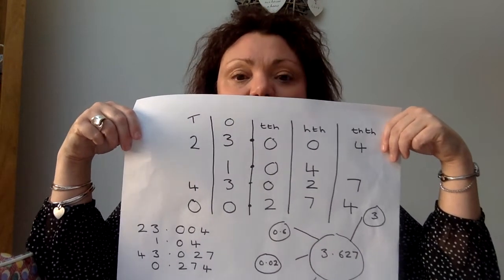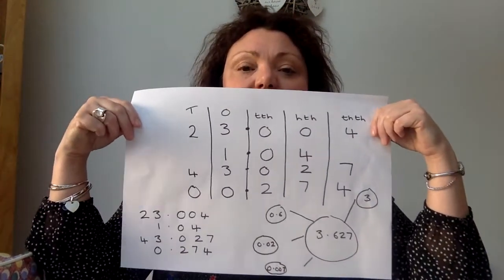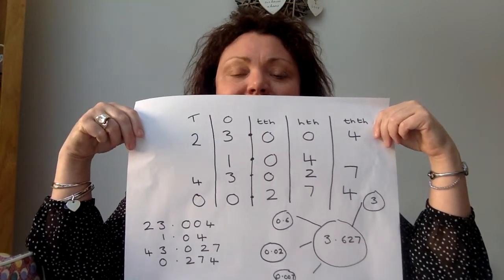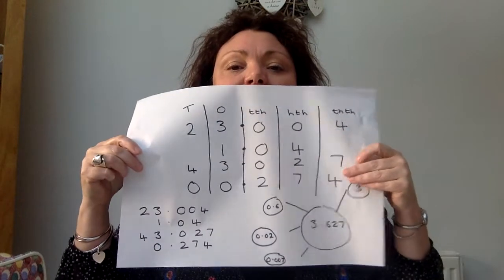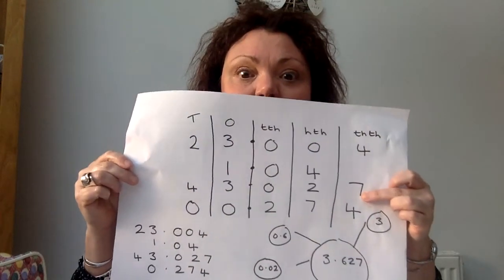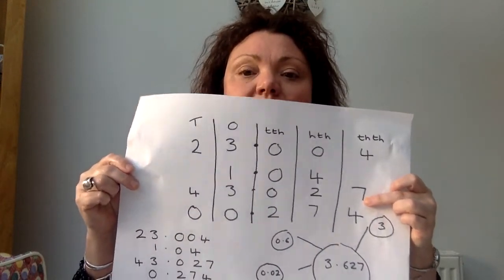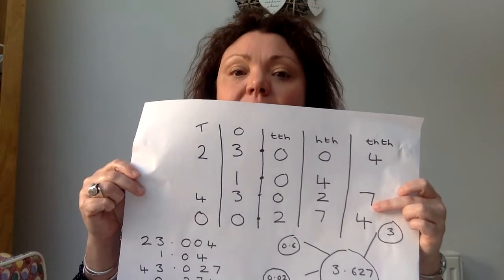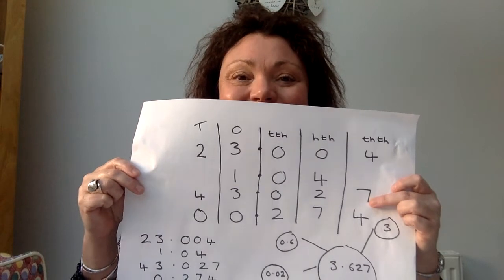Okay, so for example, the next one, 43.027. How many tenths are in there, year 6? I can hear you shouting at me. There's none, Miss Lawson. There's 0 tenths in that one. Now, how many thousandths are there, year 6? Let me get my fingers in the right place. There's 7. So you could either say 7 thousandths, or you could say 0.007. You're getting the hang of it.